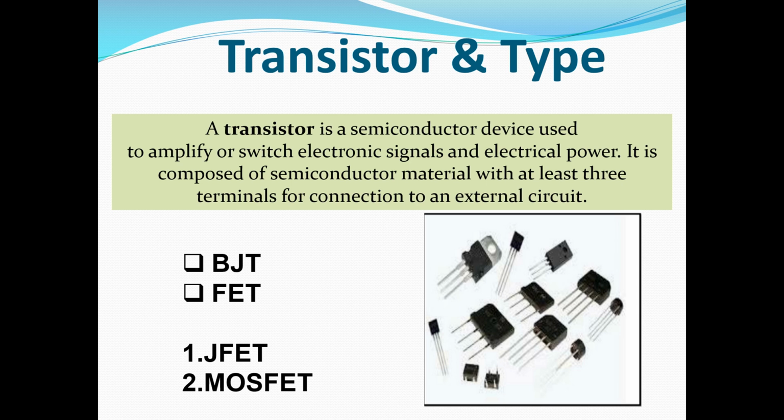Next, BJT is nothing else but a bipolar junction transistor, and another one is FET. FET is of two types. The first one is called JFET, the junction field effect transistor, and the second one is called a MOSFET. MOSFET means metal oxide semiconductor field effect transistor. So these are the two types of FET transistors, and you can see in the picture the different types of transistors given.